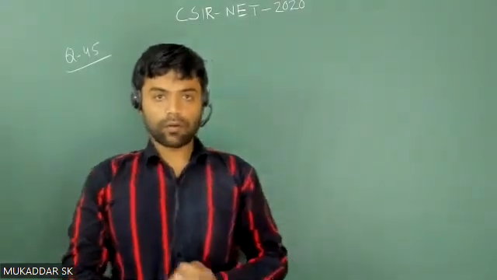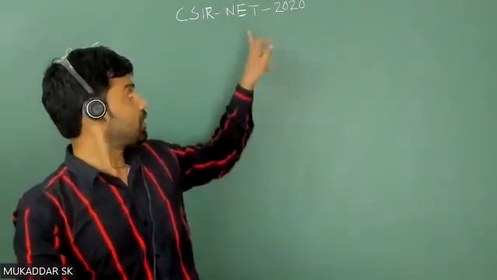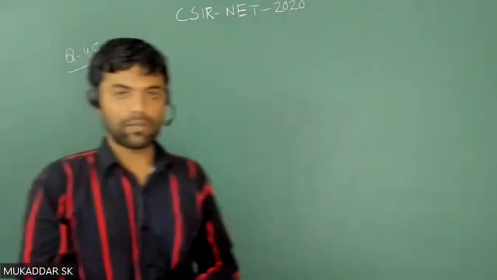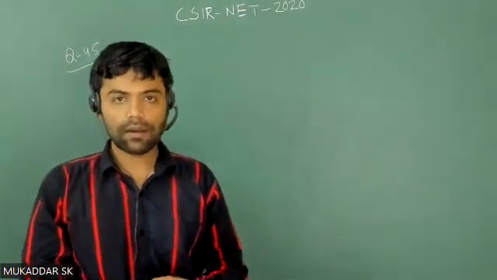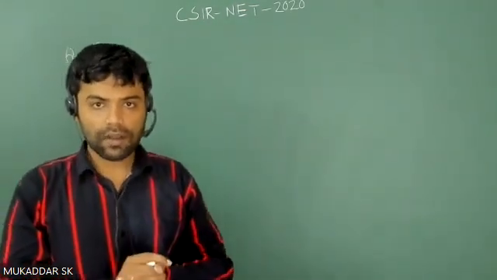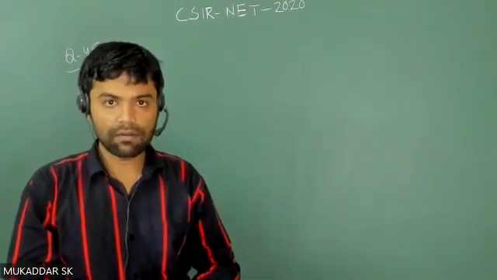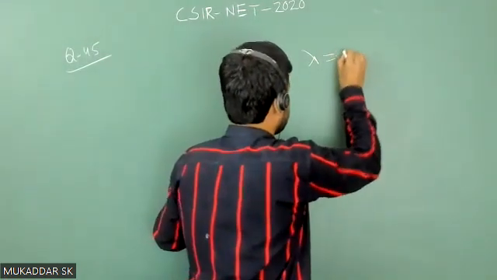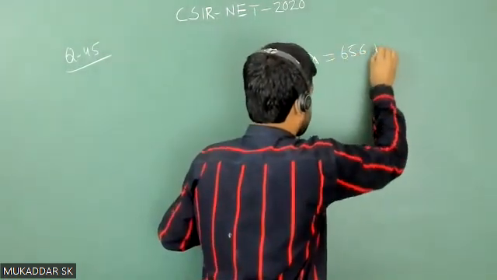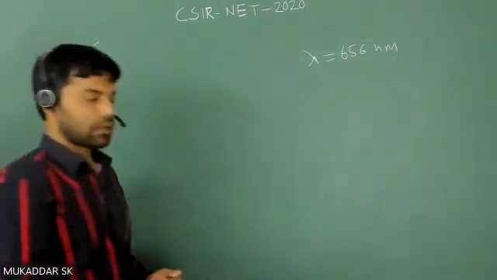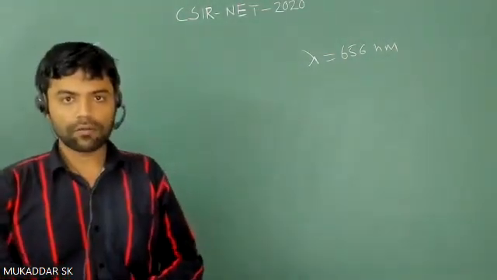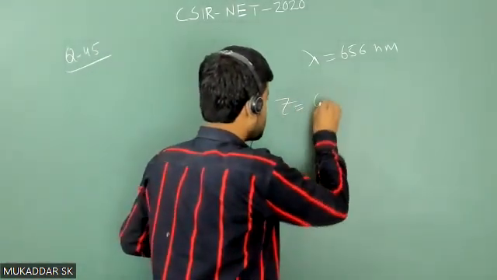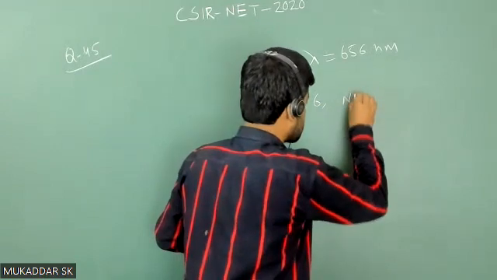Hello students, today we are going to solve a question from CSIR NET 2020, question number 45, and this is basically from atomic physics. In that question it is mentioned that the wavelength of the first line of the Balmer series for hydrogen atom is 656 nanometer.